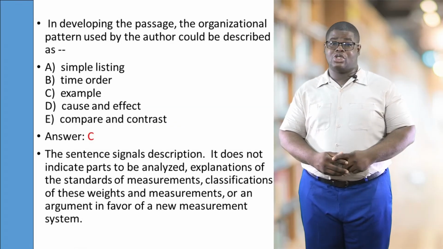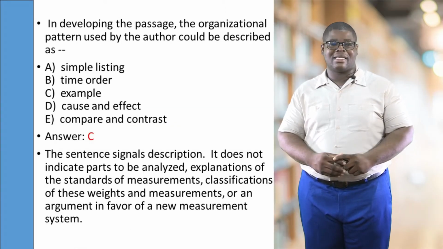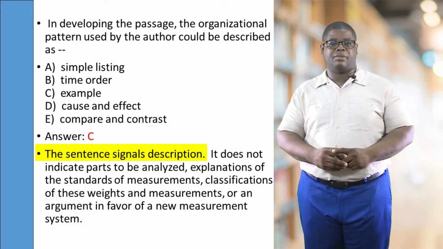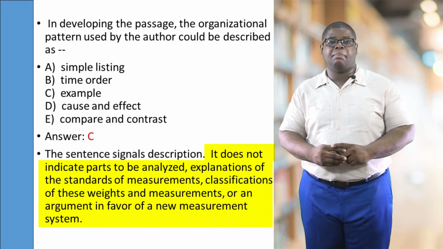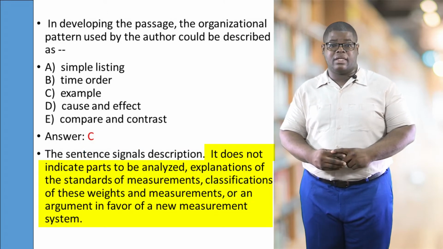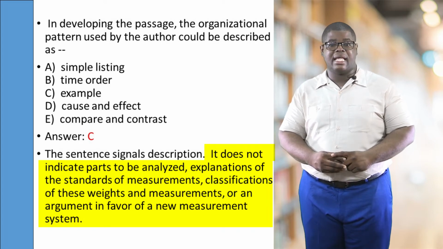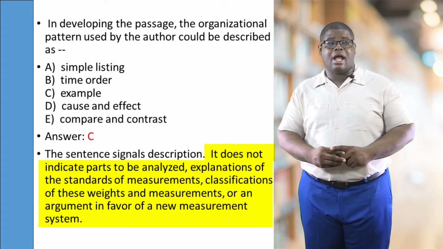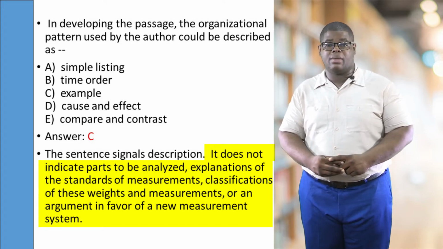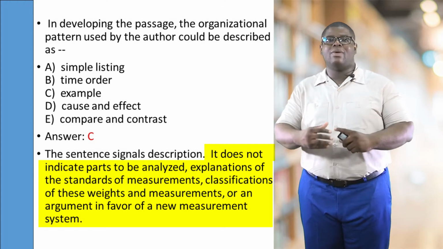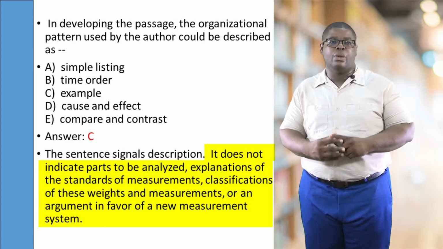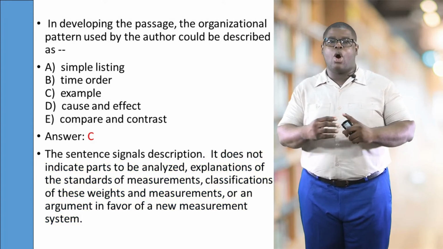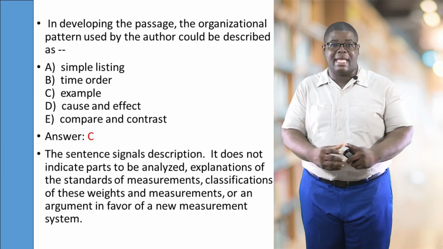All right, now if you chose C, you are correct. We have example. Now the sentence signals description. It does not indicate parts to be analyzed, explanations of the standards of measurements, classification of these weights and measurements, or an argument in favor of a new measurement system. So we see a lot of examples being used in the passage. And the author does this so that we can understand the point that he's making.